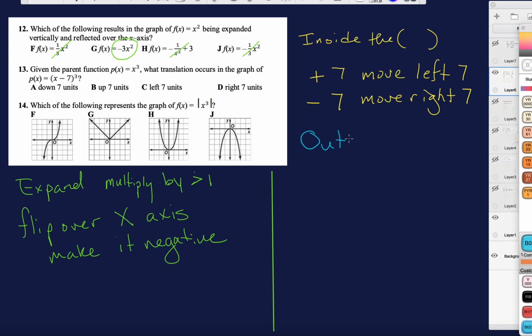Now let me change the color because I don't want you guys to freak out. Outside the parentheses, if we are adding, let's say 3, we would go up 3. If we were subtracting 3, we would go down 3. Sorry about the writing there. Looks like clown. That's me, clown.